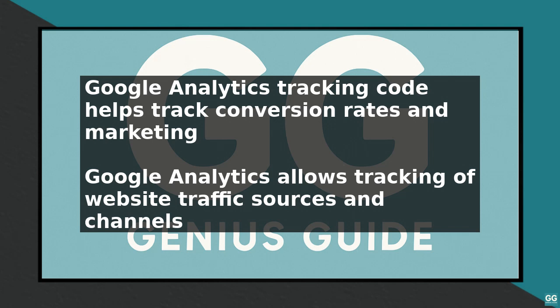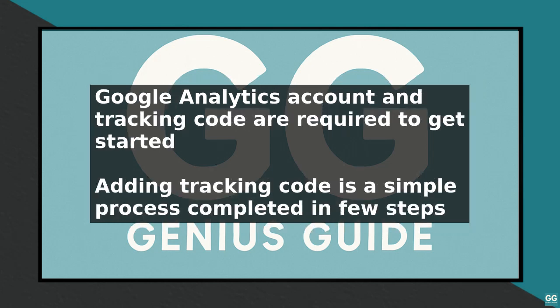In addition to tracking conversion rates, Google Analytics tracking code also allows you to track your website's traffic sources. This means you can see where your visitors are coming from, whether it's from social media, search engines, or other websites. This information can help you identify which marketing channels are driving the most traffic to your website and adjust your strategies to focus on the most effective channels.